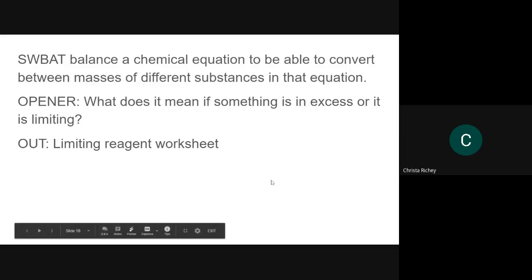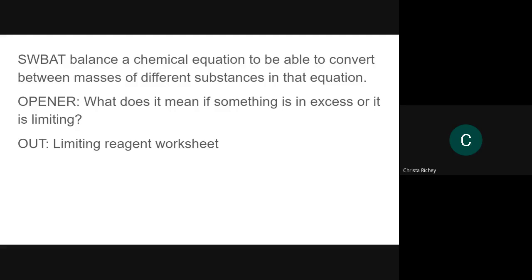But today we're doing what is called limiting reagents. A reagent is a reactant. Okay, so that's the stuff on the left-hand side of the arrow. You have to figure out, is it limiting or is it in excess? Normally they just talk about two of them. So you need to know what it means if something is limiting or if something is in excess, which is why that's today's opener. If it's limiting, you're going to run out.